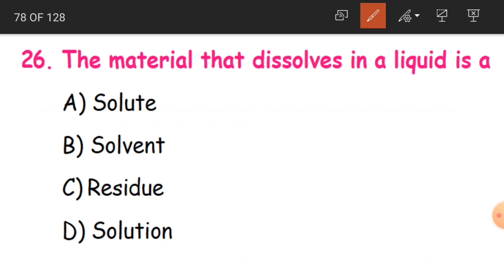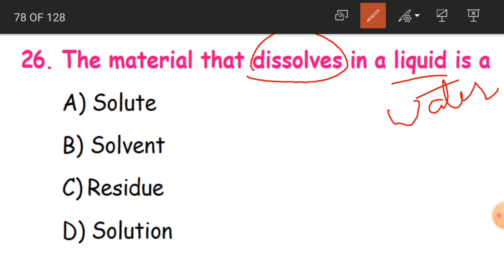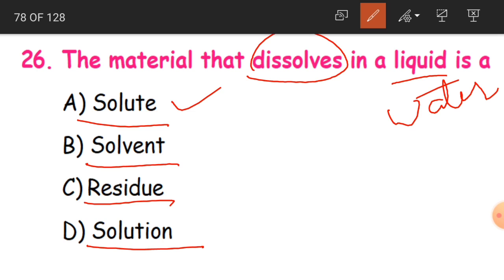The material that dissolves in a liquid. Suppose, for example, you put sugar or salt in water. Water is a liquid here. If you add sugar or salt to water, it is going to dissolve. So what is that material called? It is called either solute, solvent, residue or solution, and the answer is, children, solute. The material which dissolves in a liquid is called a solute.